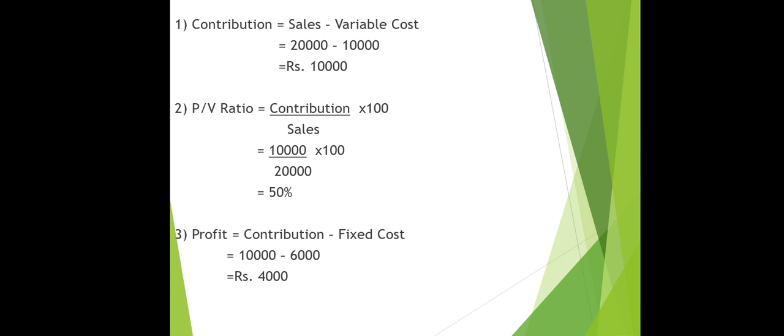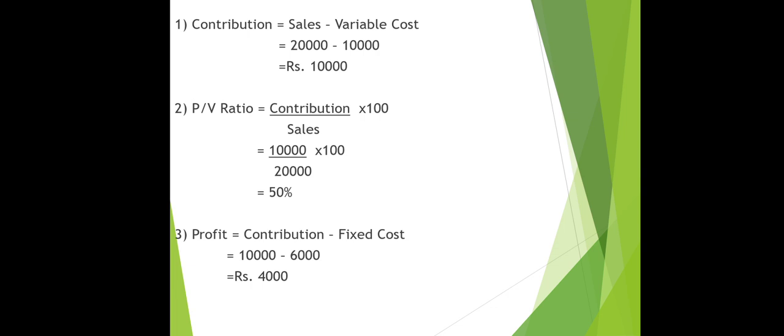Okay, the second terminology, PV ratio. What is the formula for PV ratio? Contribution divided by sales into 100. Contribution is 10,000 and the sales is 20,000. So 10,000 divided by 20,000 into 100. By this we get 50% as the PV ratio.